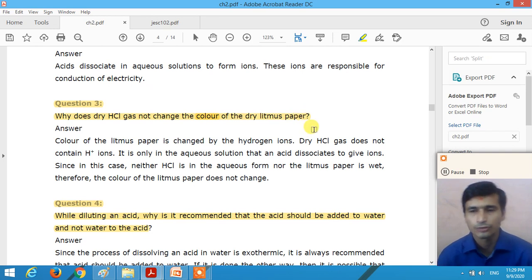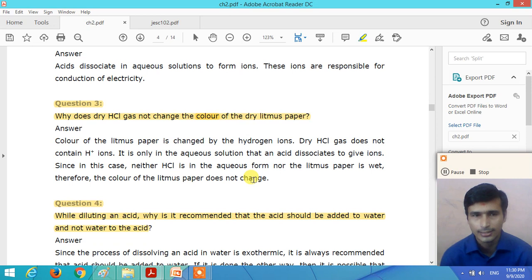Now question number 3: Why does dry HCl gas not change the color of dry litmus paper, right? While the solution of HCl changes the color of litmus paper. So why does dry HCl gas not change the color of dry litmus paper? The color of litmus paper is changed by the hydrogen ion, right? Dry HCl gas does not contain the H plus ion. It is only in aqueous solution that the acid dissociates to give ions. So in this case, neither is the HCl in aqueous form nor is the litmus paper wet, right? So the color of the litmus paper does not change.